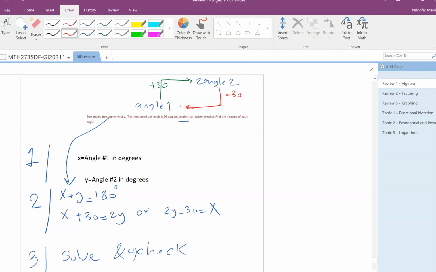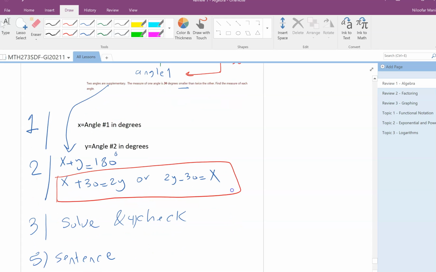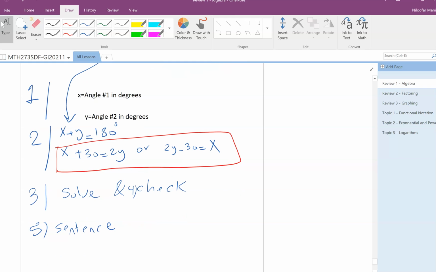So I understand. This is step 0, understand the question. Then define your variables. x is angle 1, y is angle 2. Step 2, two equations, two unknowns. Look here: x plus 30 is 2y, or 2y minus 30 is x. But sometimes I see students who, when they hear smaller, do x minus 30 is 2y because they see smaller. No, that's wrong. Because it's smaller, I have to add to it. Then solve it. You can solve it using elimination or substitution. Then check your answer and write the sentence.